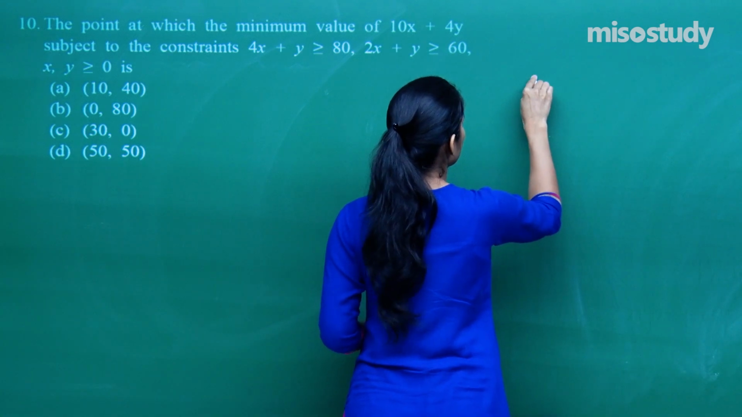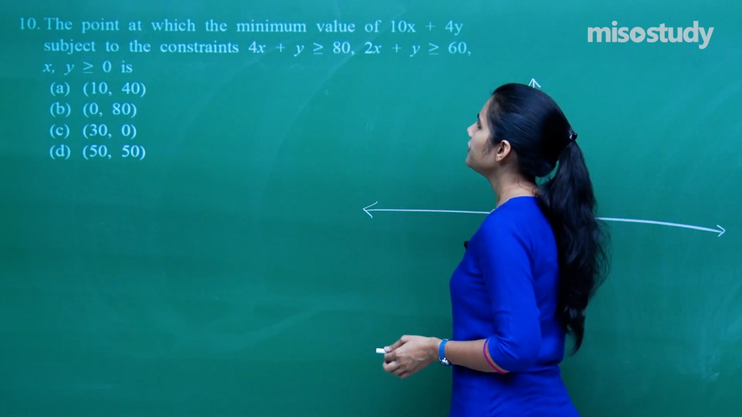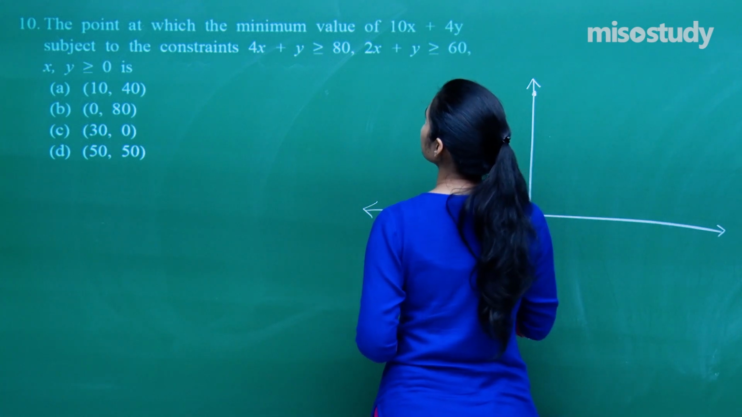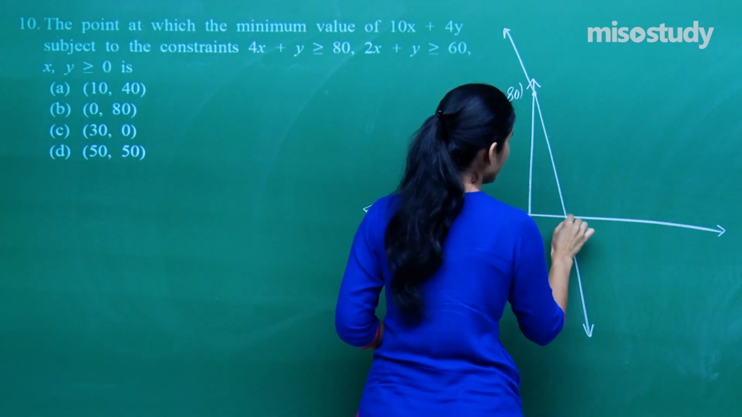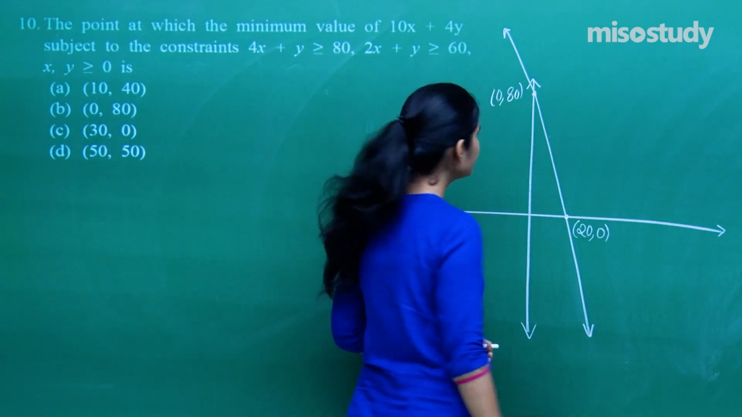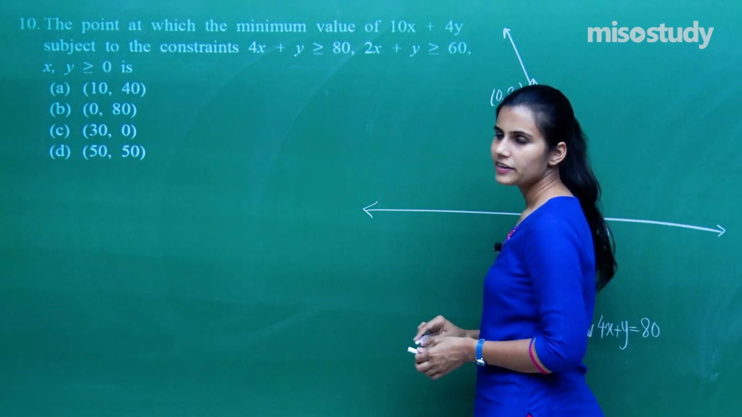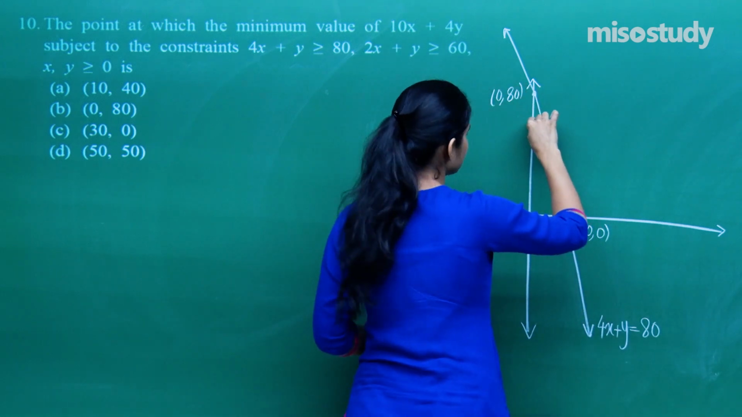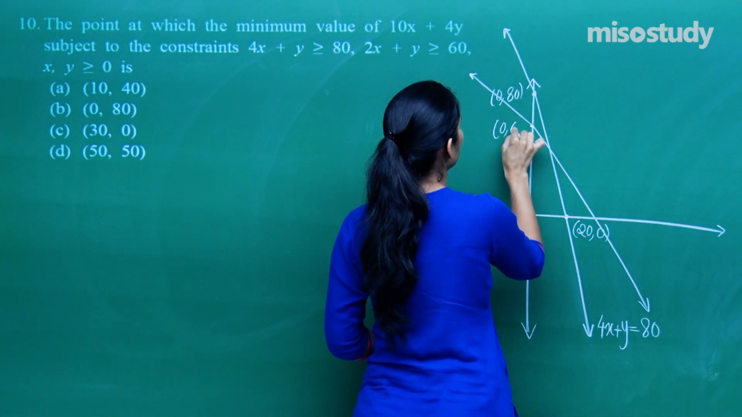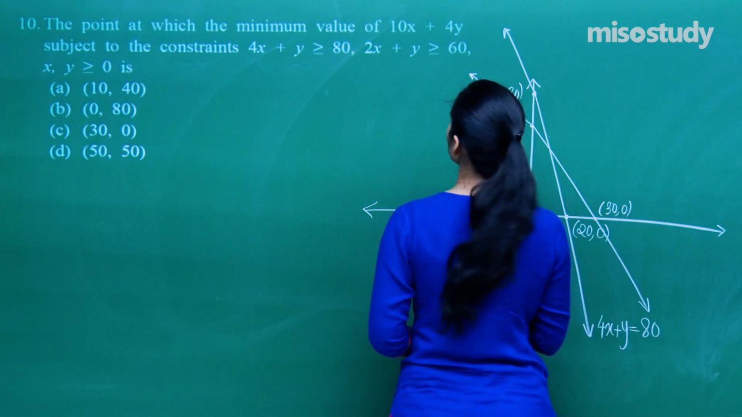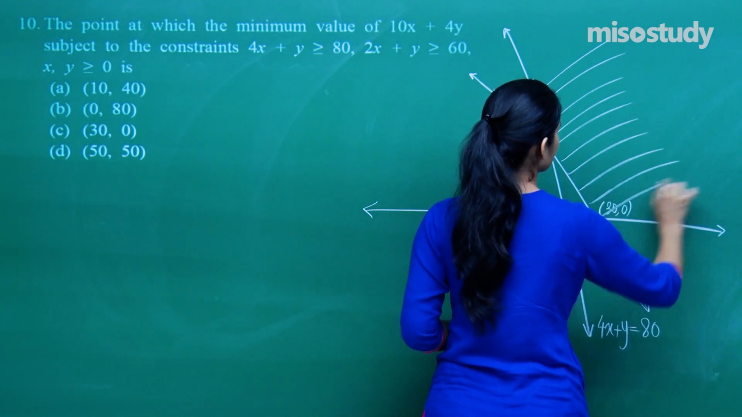For that again we will have to plot the constraints. You have 4x plus y equals 80; when x is 0, y is 80, and when y is 0, x is 20. So you get 0 comma 80 and 20 comma 0, right? Then you have 2x plus y equals 60; when x is 0, y is 60, and when y is 0, x is 30. So this is 0 comma 60 and this is 30 comma 0. When you talk about the common region, you get this unbounded region in the first quadrant as the common region.